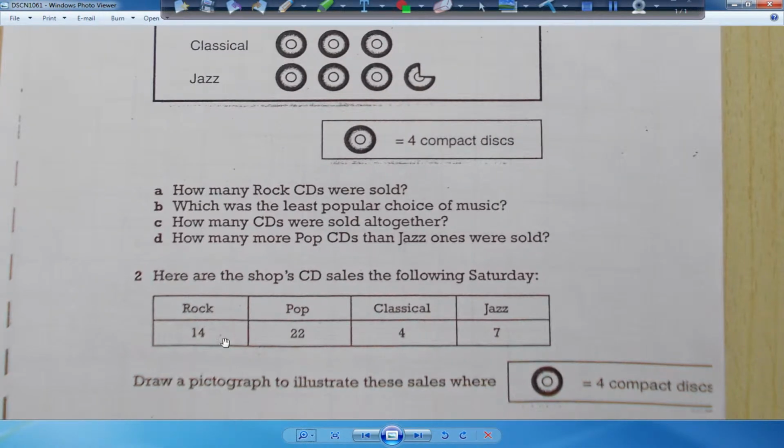Okay, now we have to draw our own pictograms for these values here. They've drawn one first, now we have to draw one. So 14, 22, 4 and 7. Let's have a go at drawing them now. So can you please turn to this page here?